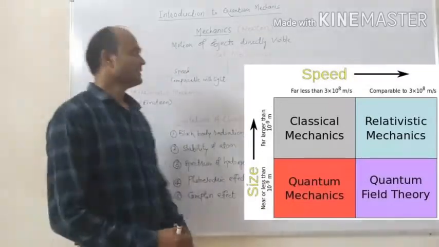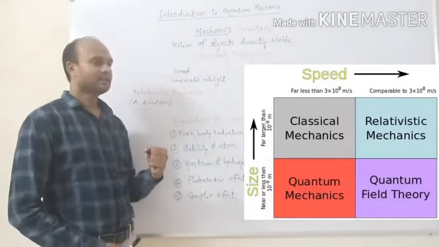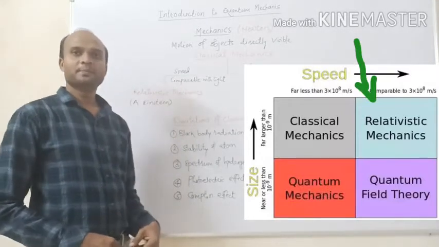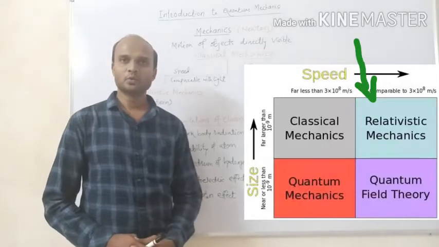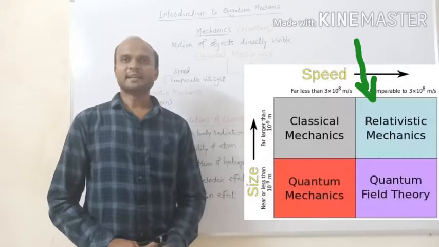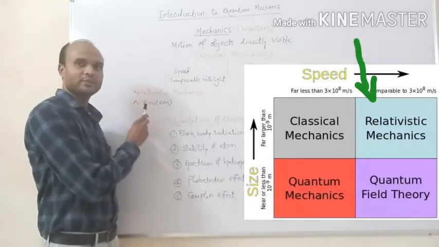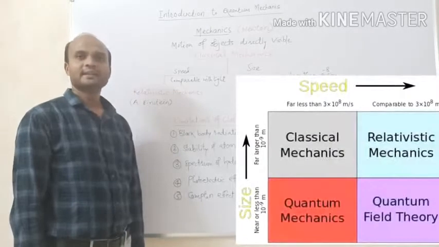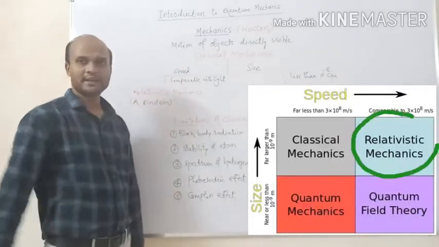One factor is size and the other factor is the speed of the object. If the speed of the object is very high, in that case also we cannot apply classical mechanics. In this case, we have to use the theory of relativity which was introduced by scientist Albert Einstein, and that mechanics is called relativistic mechanics.